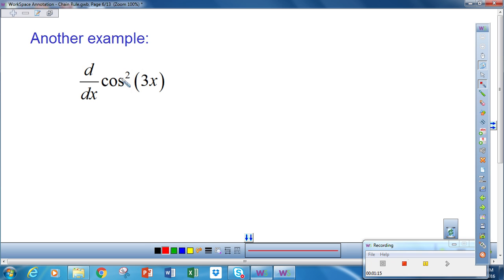Now, it's called the chain rule because we can do this multiple times. I want to give you an example. This actually is three functions composed. This could be written as the cosine of 3x and this entire quantity squared. So what we see is we have three different functions, the composition of three functions. The inner function is 3x, the next function is cosine x, and the outer function is squaring.